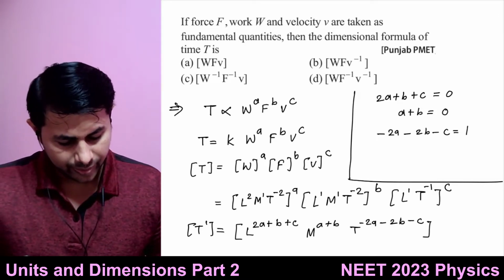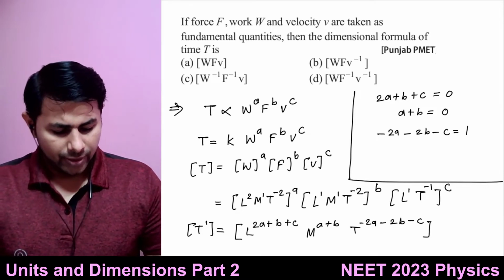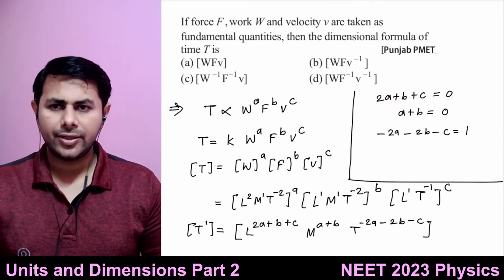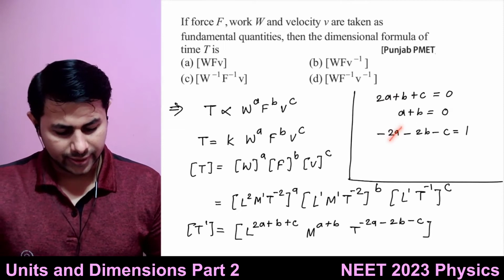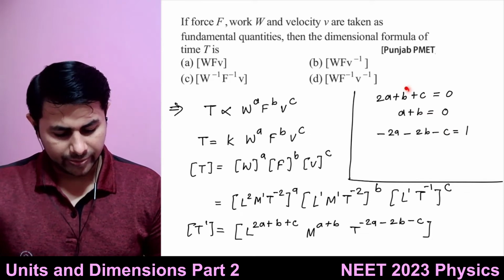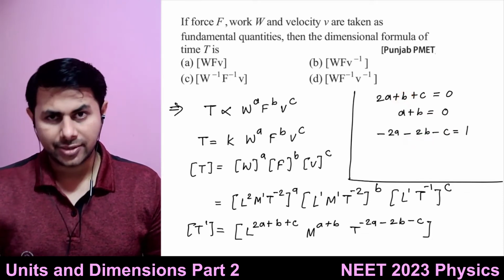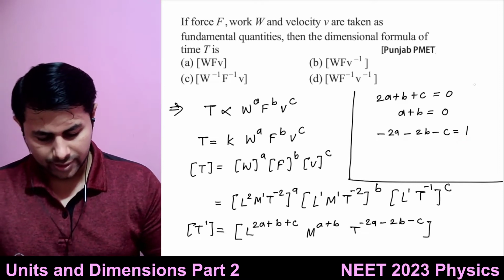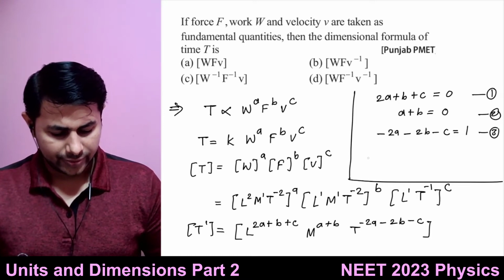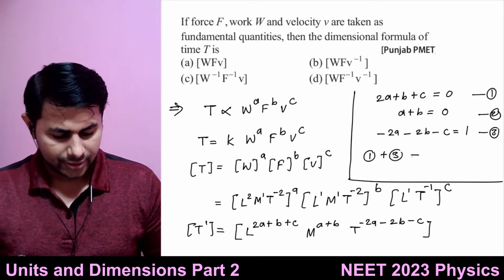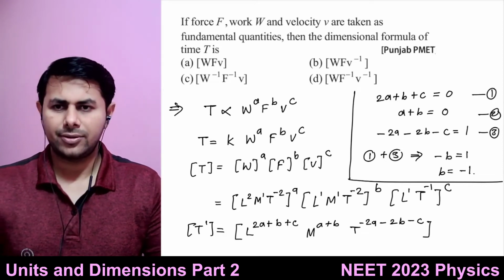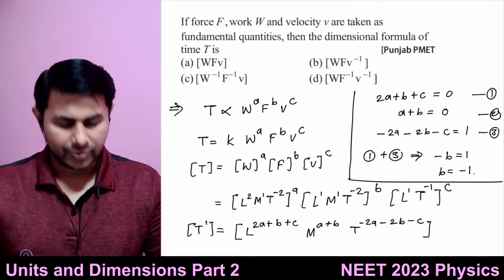minus 2A minus 2B minus C is equal to 1, the third one. If we add the first equation and the third equation, what do we get? 2A and minus 2A get cancelled, and plus C and minus C get cancelled. So we are left with B minus 2B, that's minus B is equal to 1. Let's call them 1, 2, 3. So adding 1 and 3 implies minus B equals 1, so B is equal to minus 1.